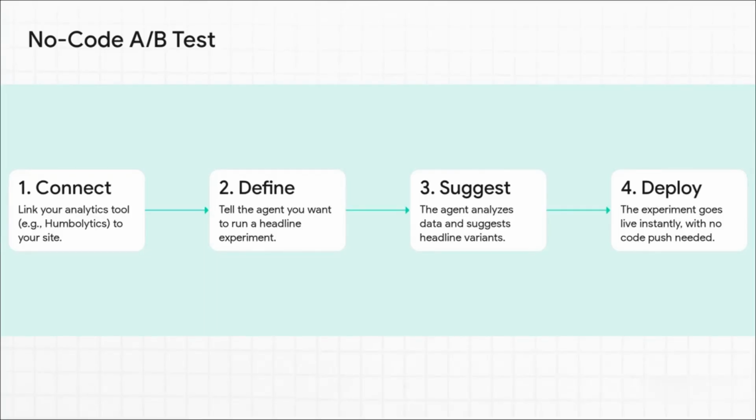This part is just ridiculously powerful. You connect Humbolytics. Then, right from your terminal, you just tell the agent, hey, I want to run an A/B test on my headline. The agent looks at your data, suggests a few better options, and here's the insane part, it deploys the experiment live to your site instantly. You don't have to touch a single line of code.